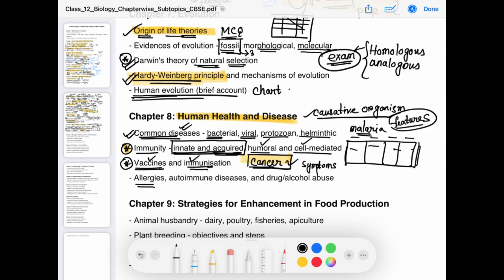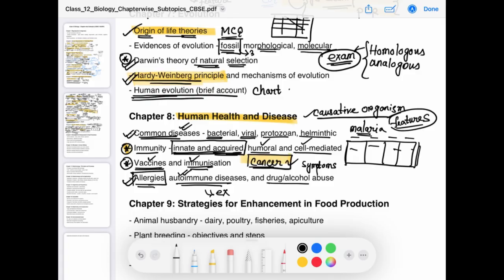And then you have to know about allergies. What are the things that happen during allergies, what are the reactions, and how our immune system acts whenever we have different types of allergies. And then autoimmune diseases. You have to know what autoimmune diseases are, get a clear concept of this, and then memorize the examples also here.